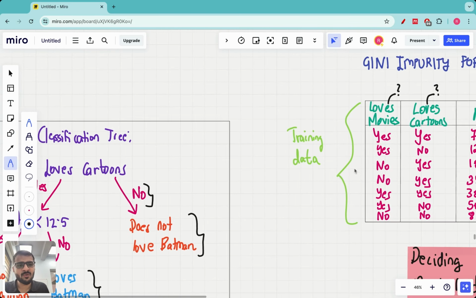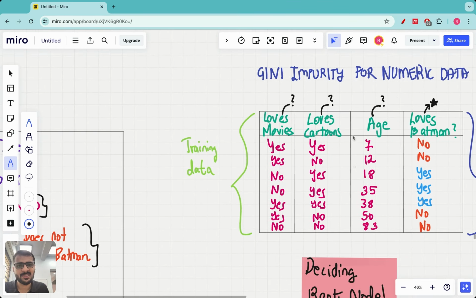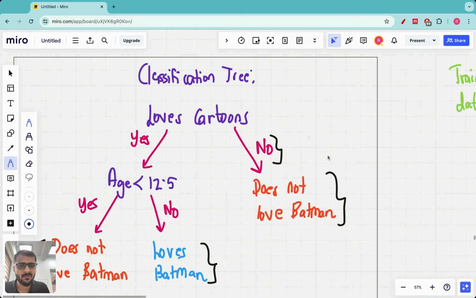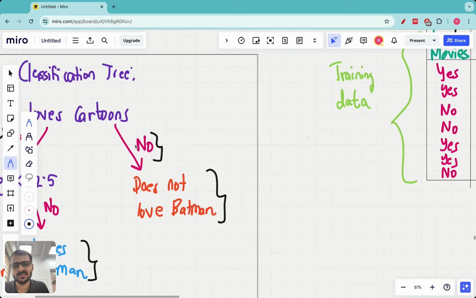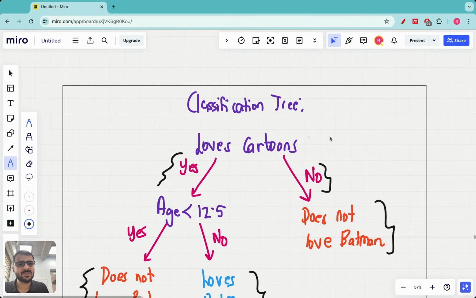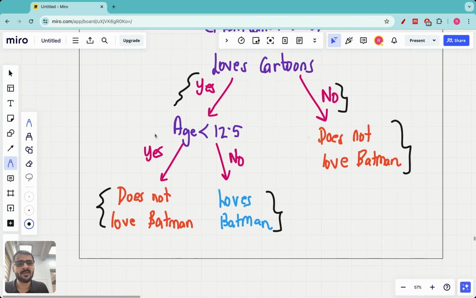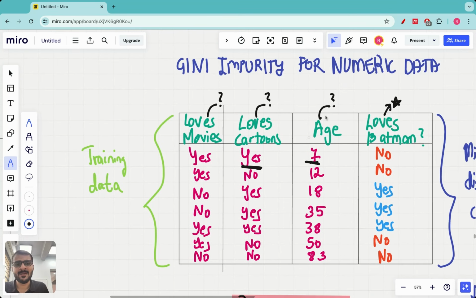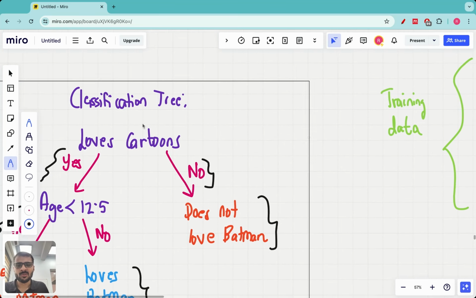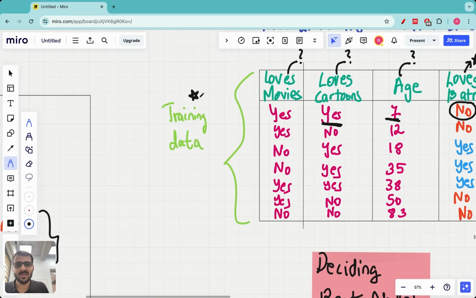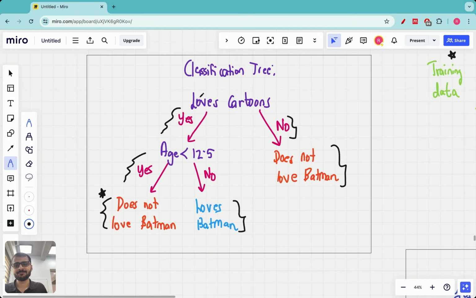You can check this for all the training data which we have. Let's say we look at the first person. Let's say we ask them, does the person love cartoons? Yes. So it goes into this category. Is their age greater than 12.5? Is their age less than 12.5? Yes, indeed. So then it goes into this category. So we will predict they do not love Batman, and indeed we can see that this person does not love Batman. So you can test this classification tree on all these 7 training data which I have, and you will see that it is correct.